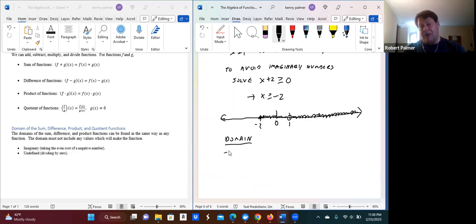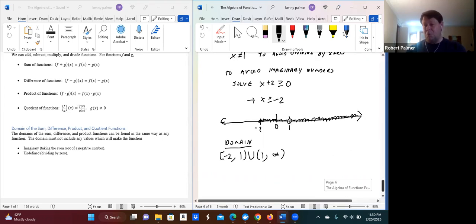From negative 2 to 1, negative 2 is included, 1 is not. And then from 1 to infinity, of course, infinity is never included, and 1 is not included, and finally the union in between. So that's your domain. You find the domain of these new functions, the result of these combinations, the same way you found the domain of any other function. And that avoids having to come up with new rules.